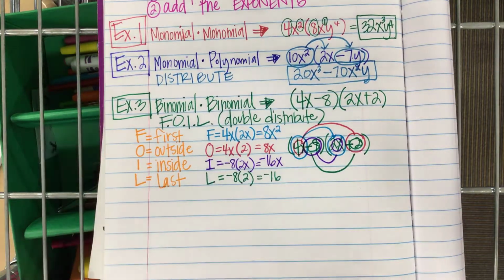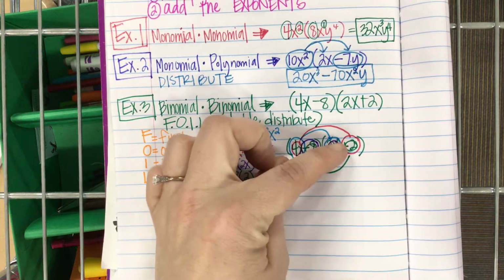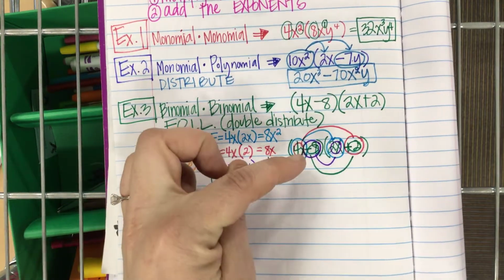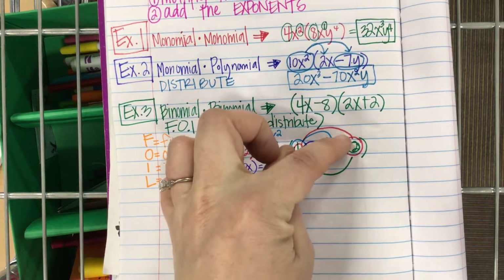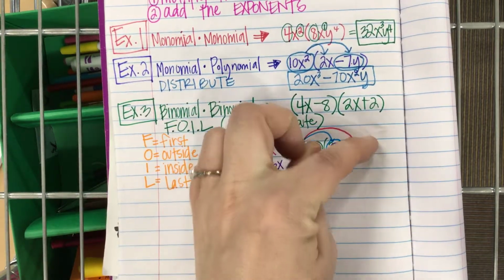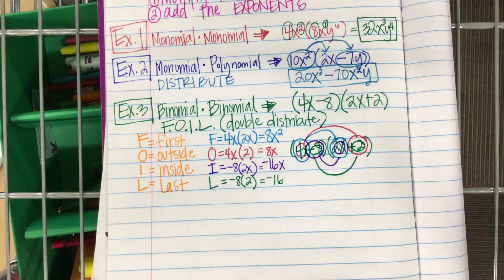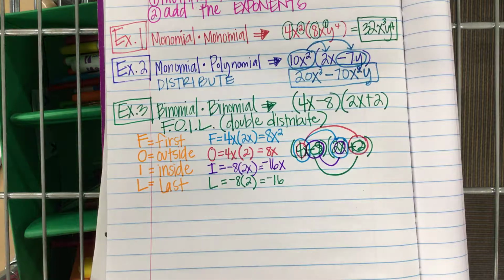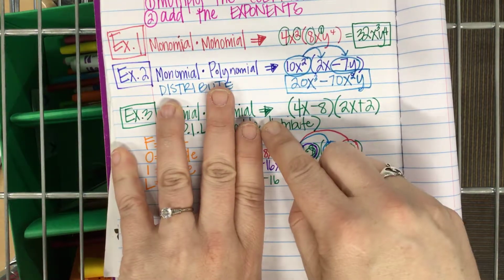I double distributed. First, outside, inside, last. It's just double distributing. So my answer, my solution, is going to be right here.